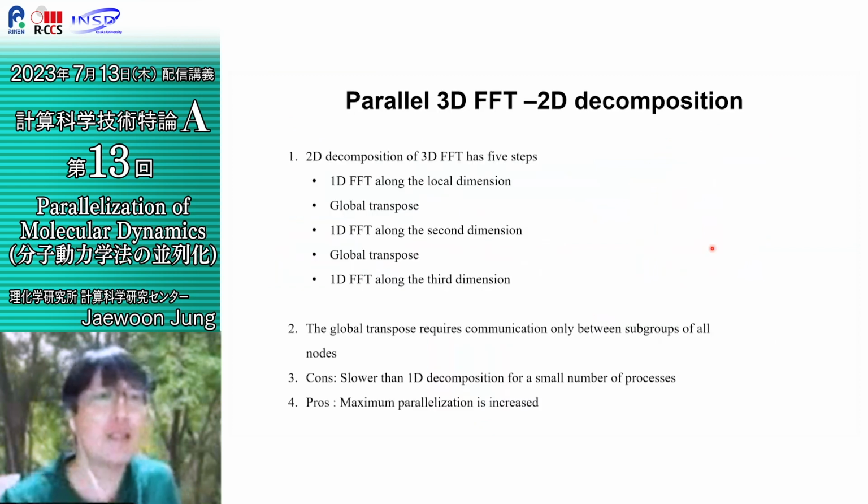The good thing is that we can make use of a much larger number of processors than the one-dimensional decomposition scheme. But if we use a very small number of processors, then it can be slower. And the overall scheme is like this: FFT, communication, FFT, communication, and FFT.